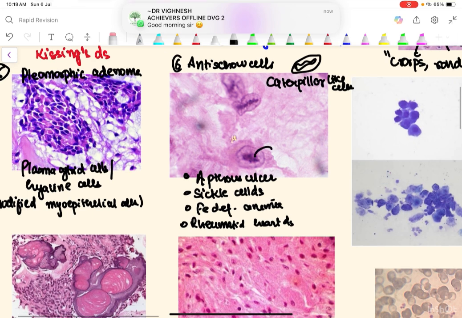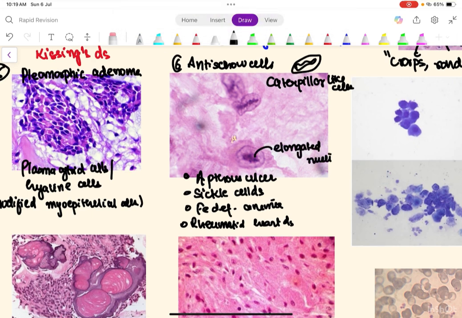These are modified epithelial cells. They have an elongated nucleus with a linear bar of chromatin, and you can see the radiating processes of chromatin like this, right?